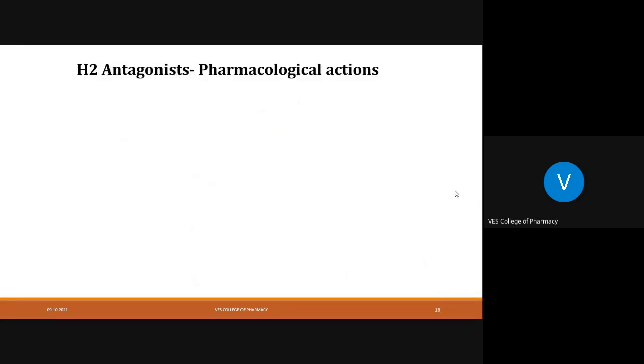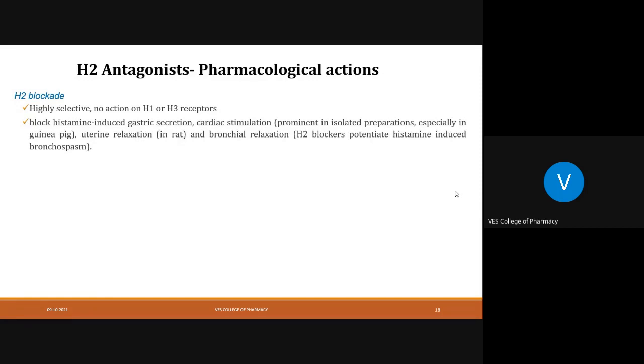We'll start with cimetidine and its pharmacological actions. The first pharmacological action is the H2 blockage property. This drug has very high selectivity towards the H2 receptor and no action on the H1 and H3 receptors. Because of that, this drug is very selective, with no other side effects related to the histaminic receptors.